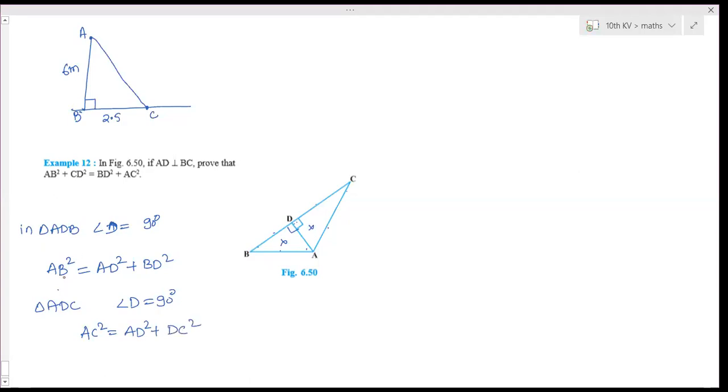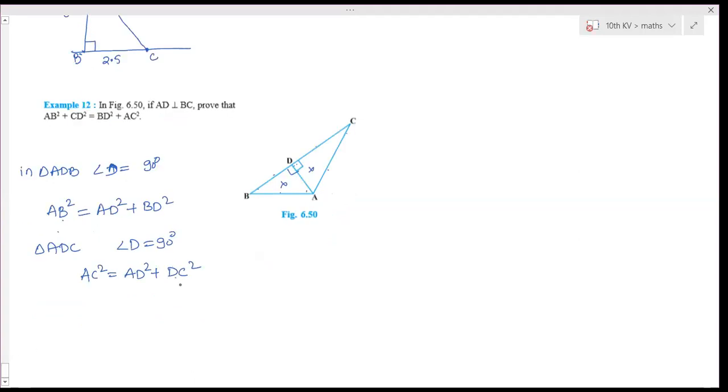Now they are asking AB square plus CD square, we need. So from this equation, can we find out CD square value? So what will come? CD square is equal to, this AD square will go that side, AC square minus AD square. So this is equation 1 and this is equation 2. Why have we done this? Because we have to add AB square and CD square.